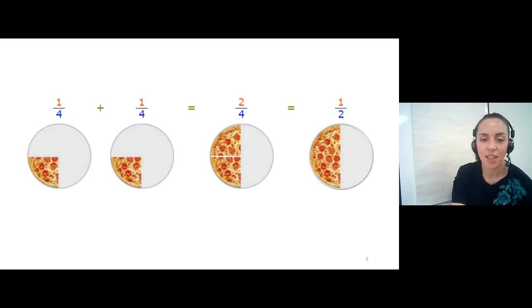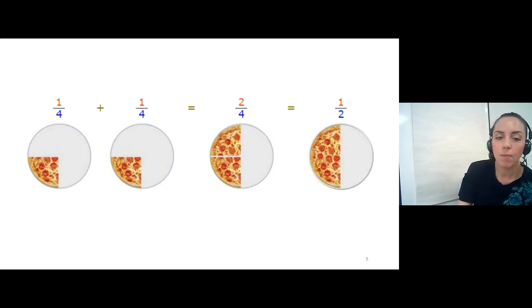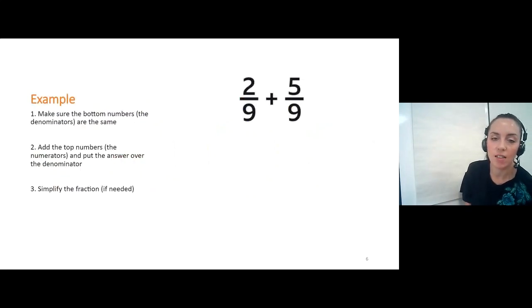Okay? So I've got another example for you here. So step 1, we've got 2 over 9 plus 5 over 9 this time. Step 1, make sure the bottom numbers, the denominators, are the same, which they are. Step 2 is to add the top numbers, the numerators, and put the answer over the denominator.